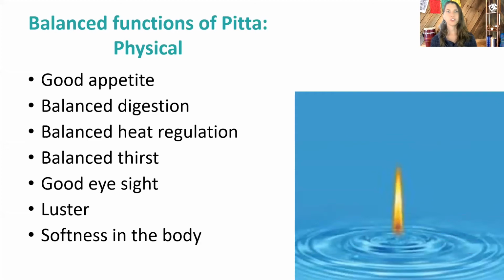So from a physical perspective, when a pitta is in balance, they're going to have a good appetite. Their digestion is going to be very good. They'll be able to regulate their heat. So pitta oftentimes will run hot, but they'll be able to regulate when they're in balance. Their thirst is balanced, so they're not overly thirsty like they would be if they were out of balance. Again, their eyesight is going to be better when they're in balance, but it can move to being poor when they're out of balance. Their skin is going to have that beautiful luster to it, and the body is going to be soft and relaxed.